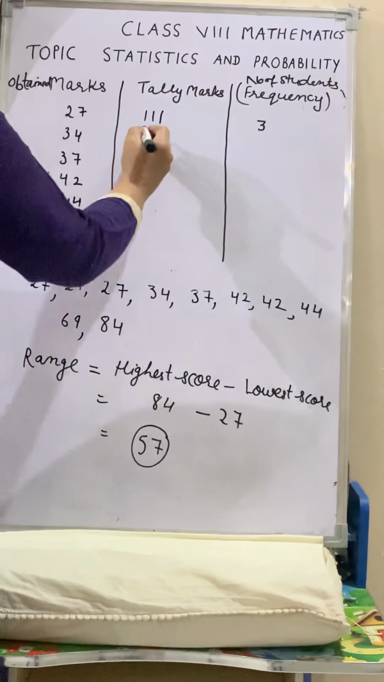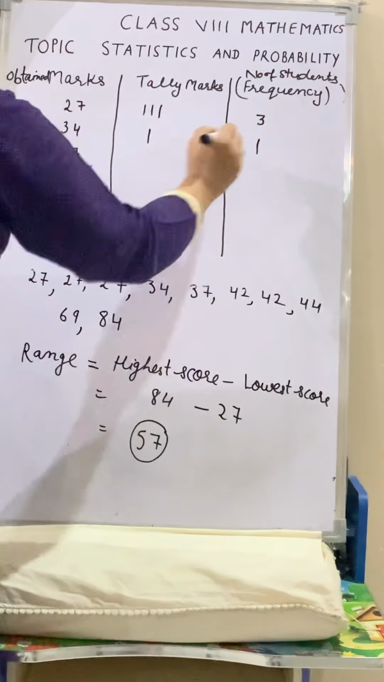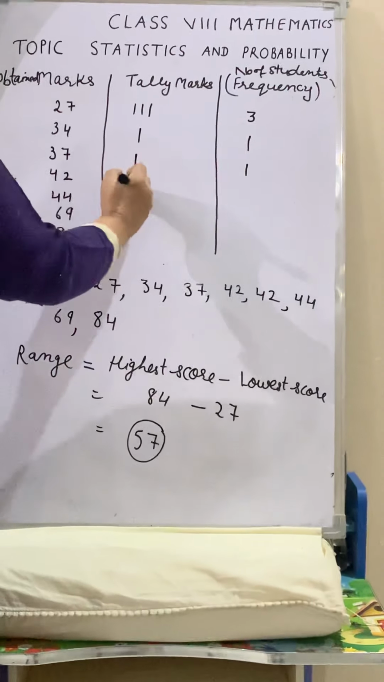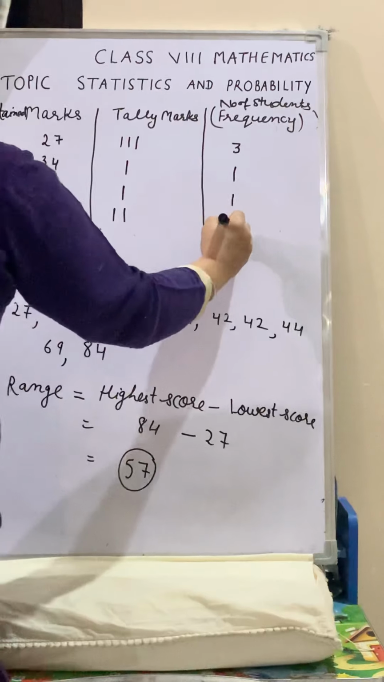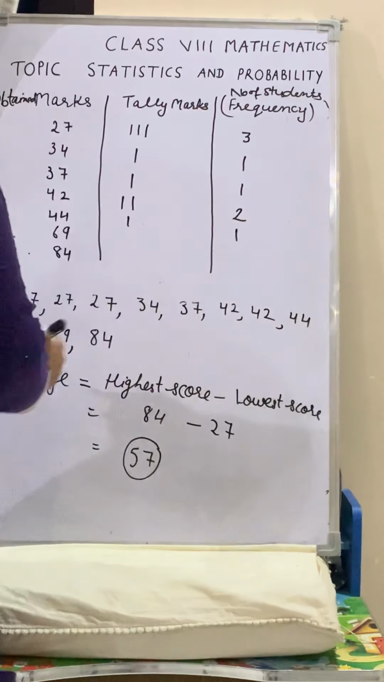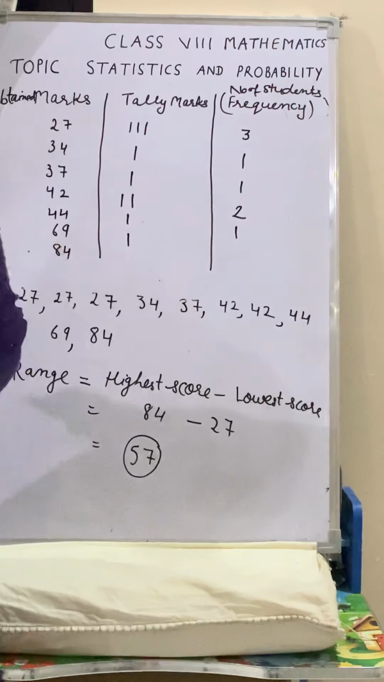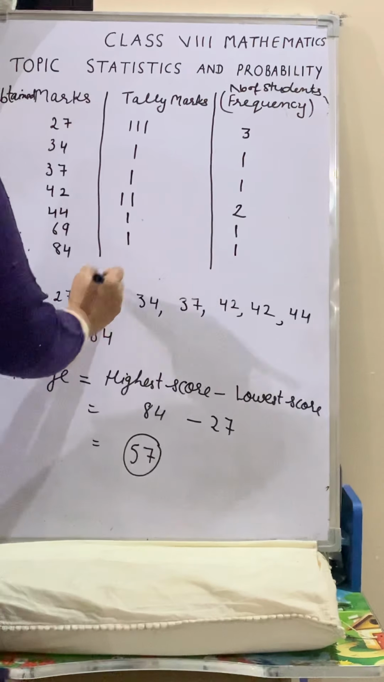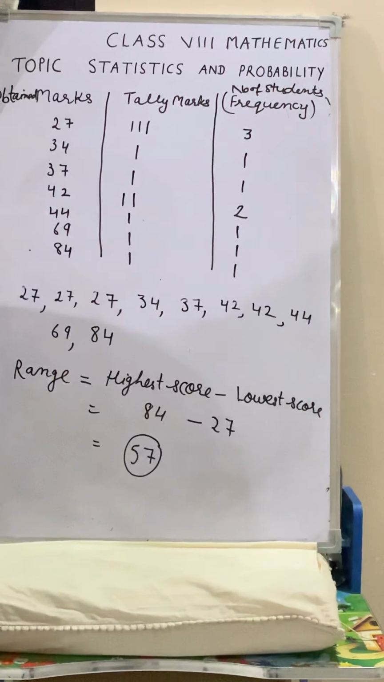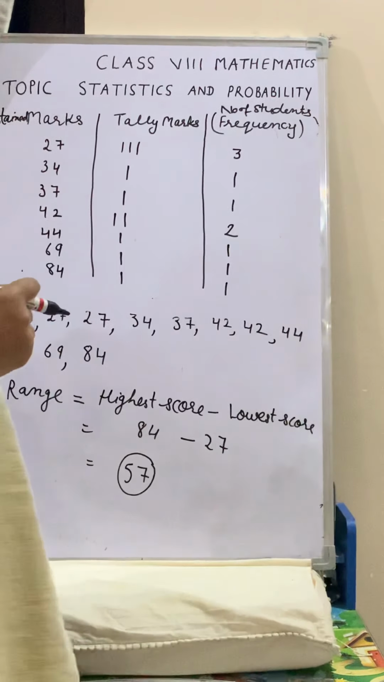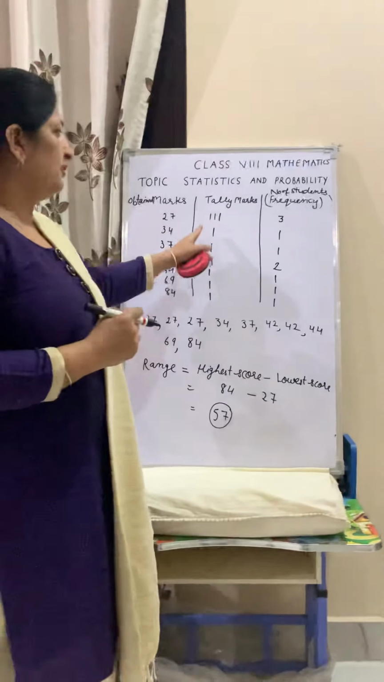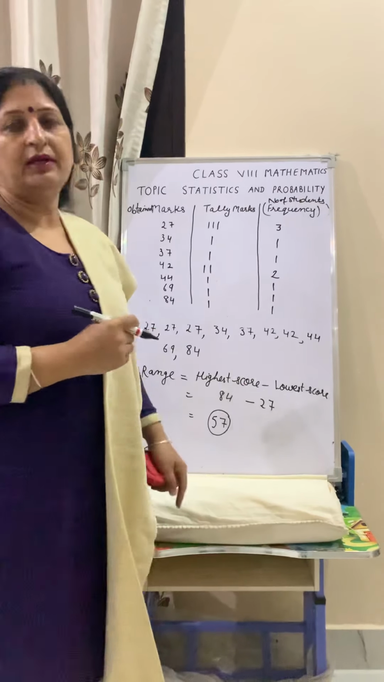Then 34 is 1 time, 1. 37 is also 1 time, 1. 42, 2 times, 2 and this 2. 44, 1 time, we will write here 1. 69, 1, tally mark 1 and 1 frequency. 84 is 1 and we will write 1. I hope this frequency distribution table using tally marks will be clear to you. Thank you.